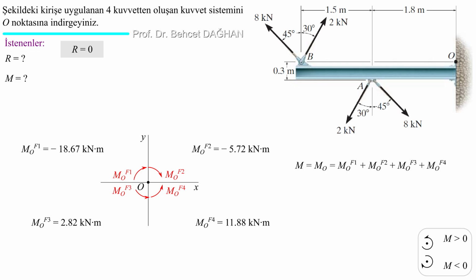When we add the magnitudes of these four vectors, we find the magnitude of the total moment. It was minus 9.69 kilonewton meters. So this moment was clockwise, the total moment. We show it in the figure. The resultant moment, the resultant couple moment, is minus 9.69 kilonewton meters.